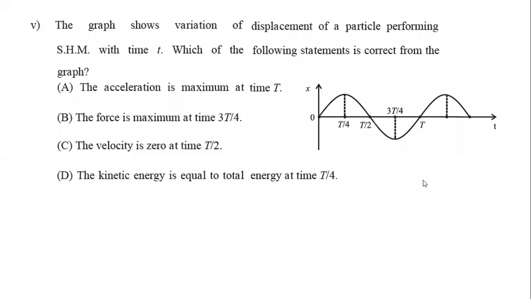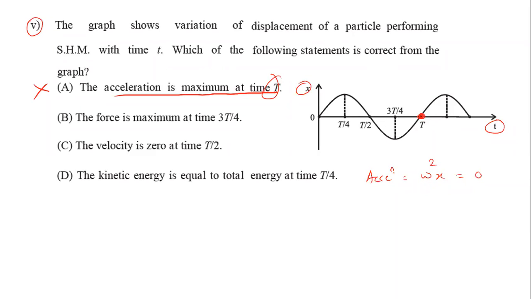Question number 5. The graph shows the variation of displacement of a particle performing SHM with time. You can see the displacement versus time graph. Which of the following statements is correct from the graph? Now let me check statement 1. Acceleration is maximum at time t. So you know that acceleration is given by the formula omega square x. So when x is maximum, that time acceleration is maximum. And at t, you can see here, at t x is 0. So acceleration is 0. So this is not the right option.